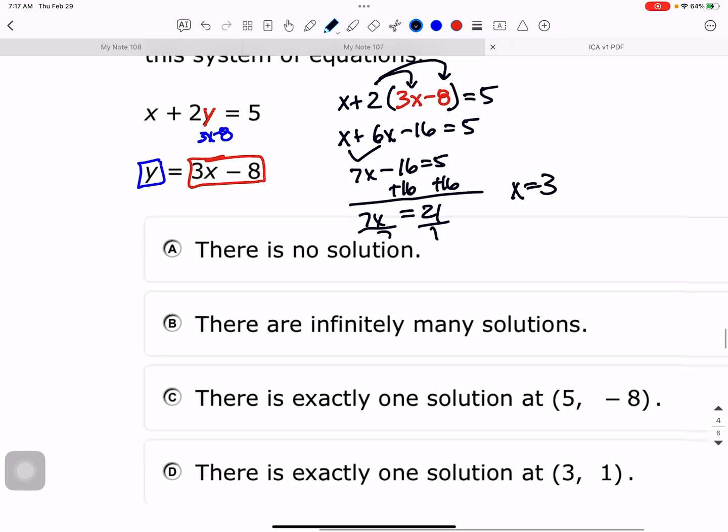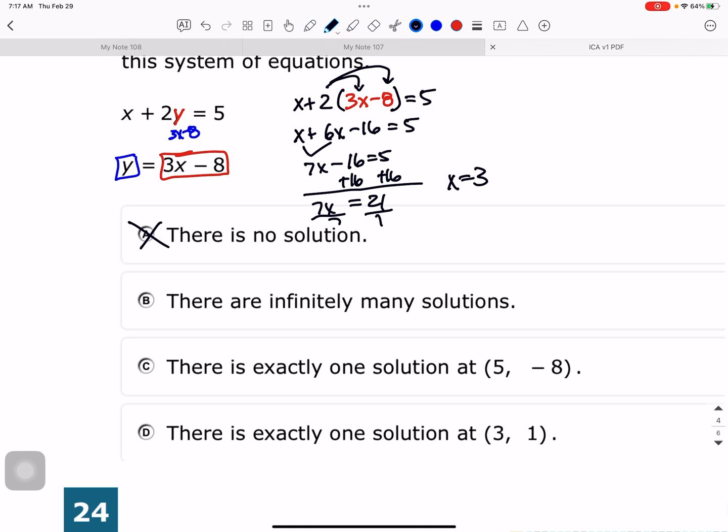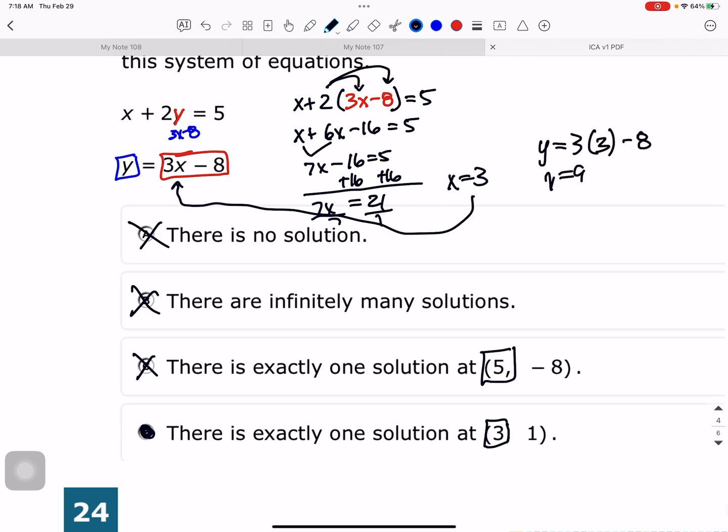So I come down here, look: no solution? No, there's not infinite solutions. This x is equal to 5, so it's not that one. This is the only one that has an x equal to 1. So yes, I could do that one. If I had to figure out what the y is, I would take the 3, plug it back into there, and y equals 3 times 3 minus 8. y equals 9 minus 8. y equals 1. Yep, it sure does.